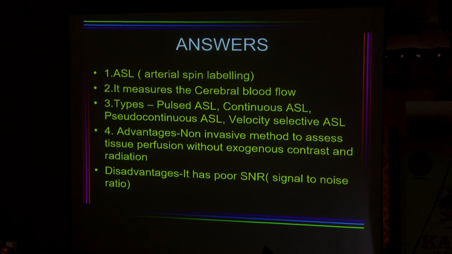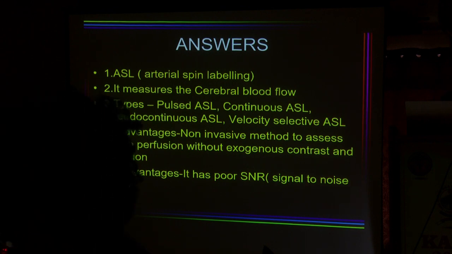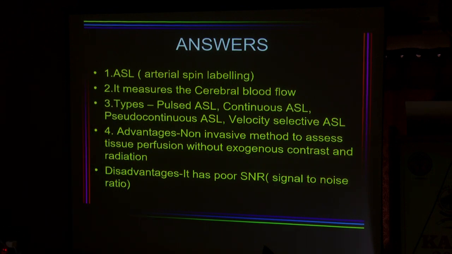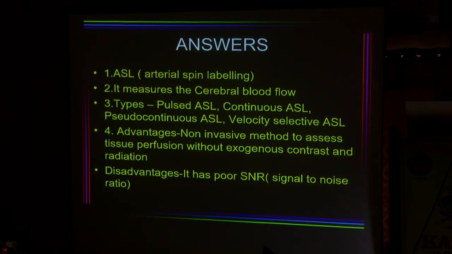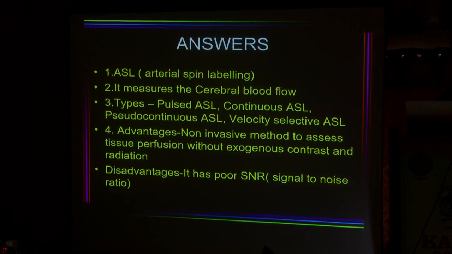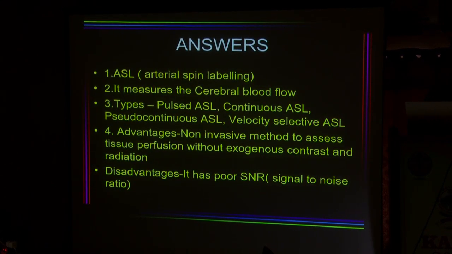Recently, as part of the research tools, we have the territorial ASL, which measures ASL perfusion relative to a specific vascular territory. The main advantage is it can be used repeatedly, it is non-invasive, there is no need to give contrast, and as in MRI, there is no radiation. The main disadvantage compared to the contrast perfusion is a poorer signal to noise ratio.